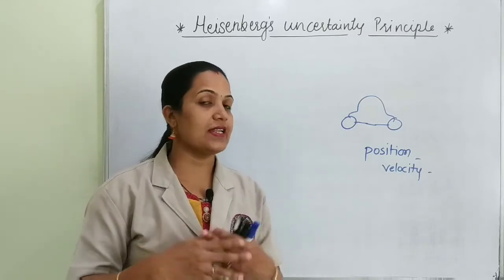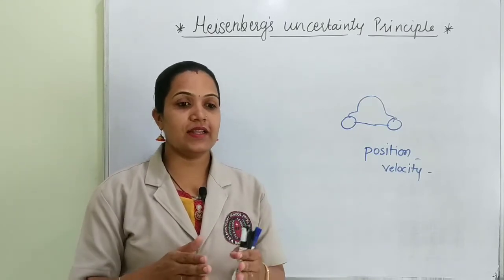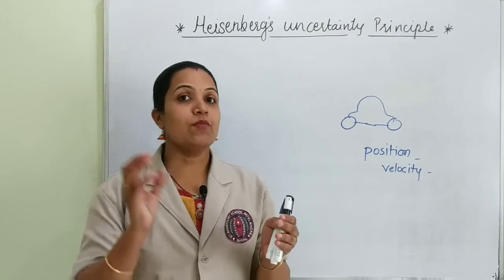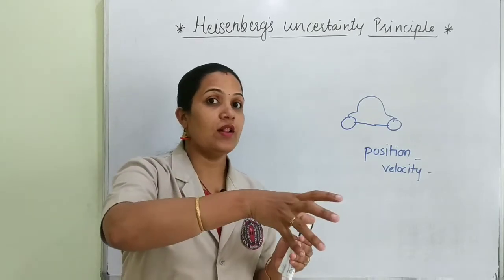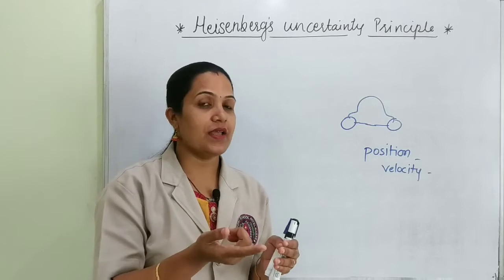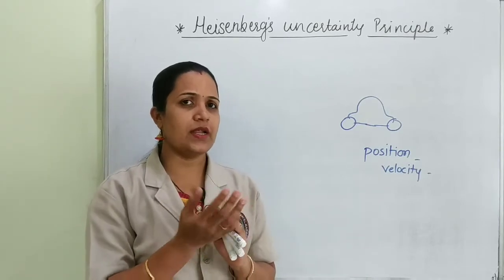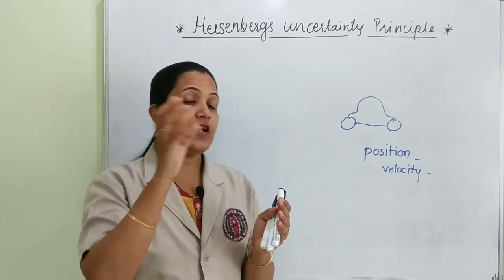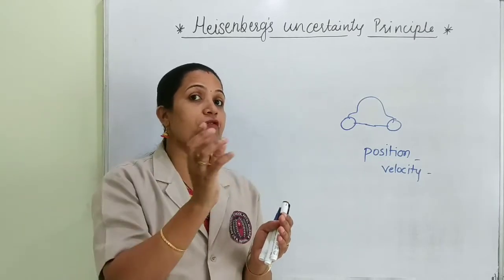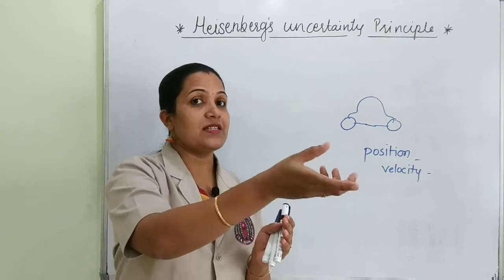Now take another example, the game of cricket. When the bowler is throwing the ball to get that player out, the bowler is assuming or predicting what the velocity and the position of that ball should be so that the batsman gets out.